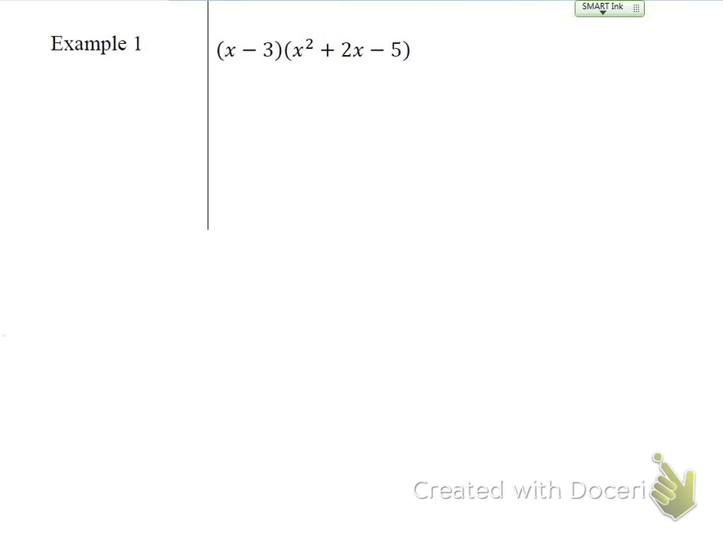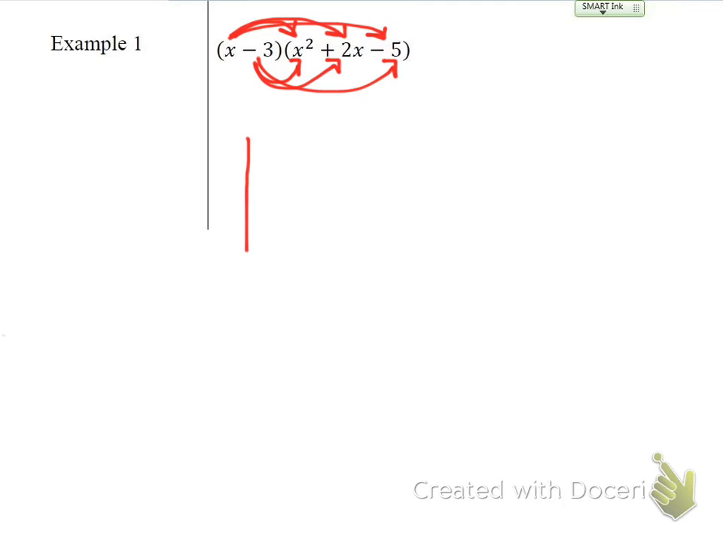So example 1, we have x minus 3 times x squared plus 2x minus 5. You can use FOIL on this. If you wanted to FOIL without drawing the box, you would just multiply the first term by every single term on the other side. And then you would multiply the negative 3 by every single term in the other parentheses. So you'd multiply x by everything, and then you would multiply negative 3 by everything, and then you combine like terms. You could also use the box on this. Since I did FOIL on the last one, I'm actually going to use the box.